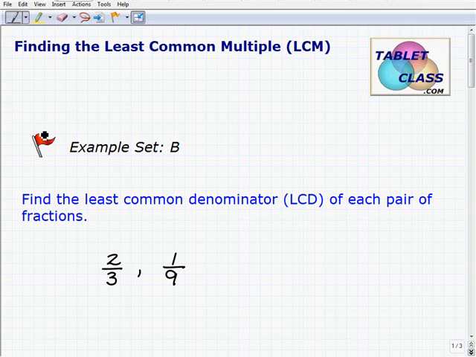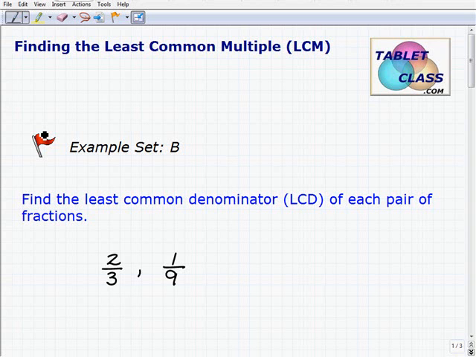Hello, welcome to the video on finding the least common multiple. Sometimes this is known as finding the lowest common multiple, but it's still the LCM. This is our example set B video, and here we're going to find the LCM of the denominators of some fractions. And when we do this, we're actually finding the lowest common denominator.